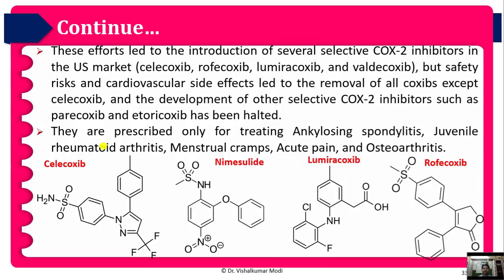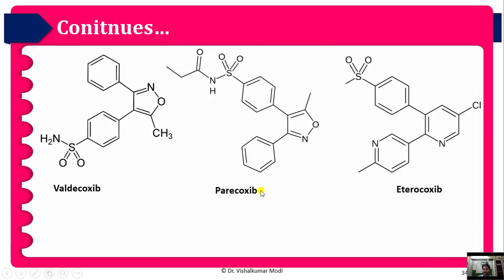These efforts led to the introduction of several selective COX-2 inhibitors in the US market like celecoxib, rofecoxib, lumiracoxib and valdecoxib. But safety risks and cardiovascular side effects led to the removal of all coxibs except celecoxib, and the development of other selective COX-2 inhibitors such as parecoxib and etoricoxib has been halted. They are prescribed only for treating ankylosing spondylitis, juvenile rheumatoid arthritis, menstrual cramps, acute pain and osteoarthritis.